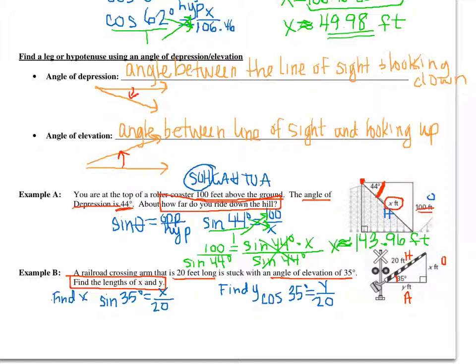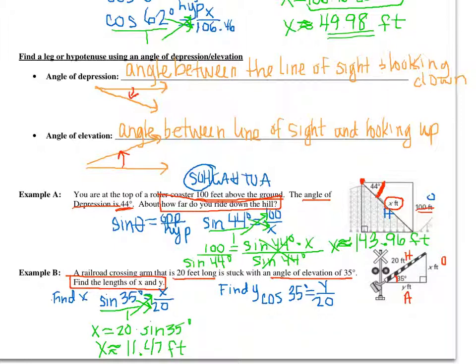So for my x, I'm going to put my sine over 1, and I'm going to cross multiply. 1 times x is just x, equals, multiply here, I have 20 times the sine of 35 degrees. And you can just put that right into your calculator, which you should try to make sure you get the right answer. And you'll find, you should get, that x is about equal to 11 and 47 hundredths, and my unit here would be feet.